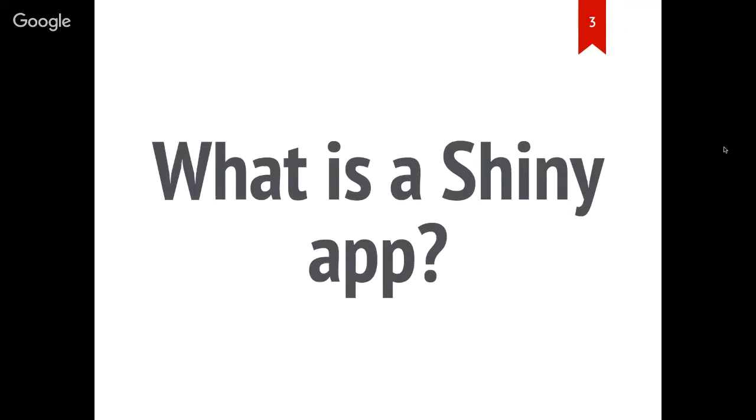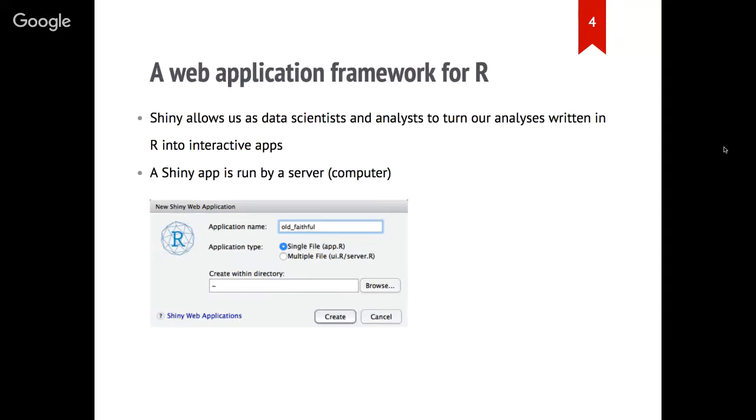So let's talk about what a Shiny app is. Shiny is a framework for building interactive apps using R. It's a way that you can take an analysis that you have done as a data scientist or analyst, and you can take something that you've built, like a plot or a set of tables, and build something that is going to be interactive using just what you know in R.